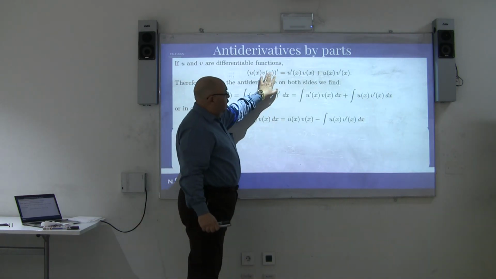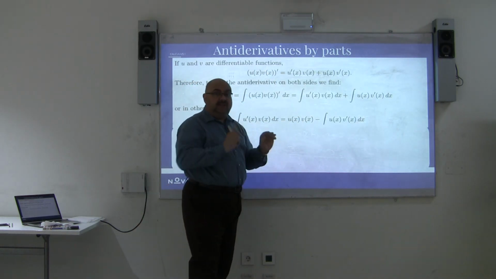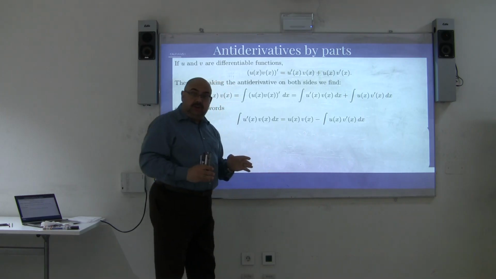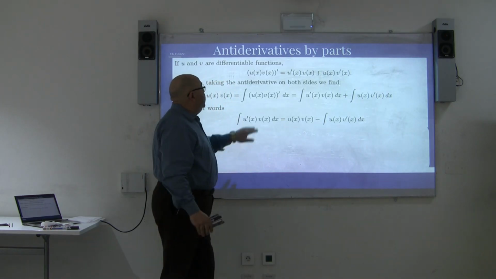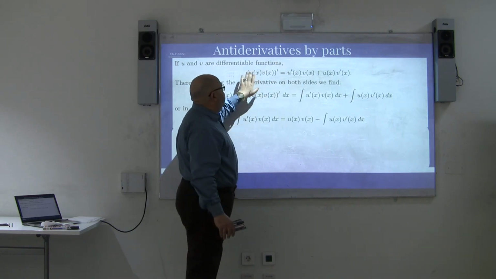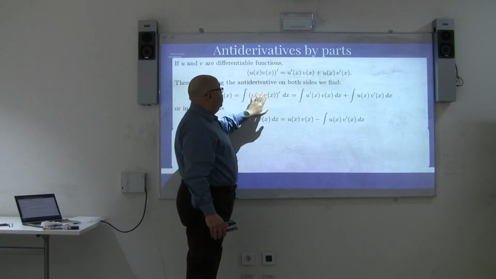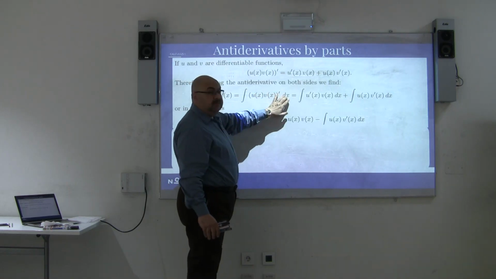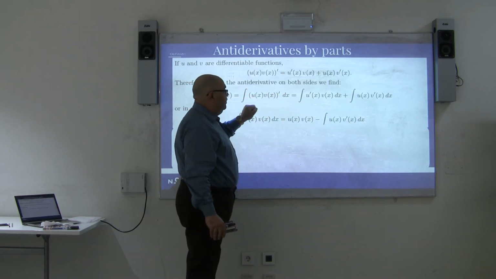From this flow, if we want to reverse the process in integration or antiderivative, then integrating the derivative will eliminate the derivative. So I will have u of x times v of x, integrating the function with dash with respect to x, so they are similar.